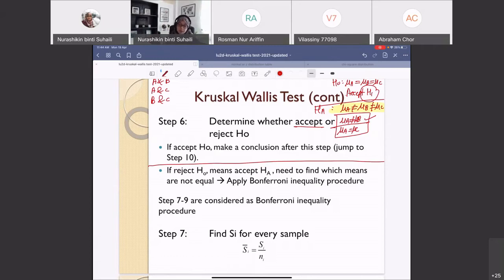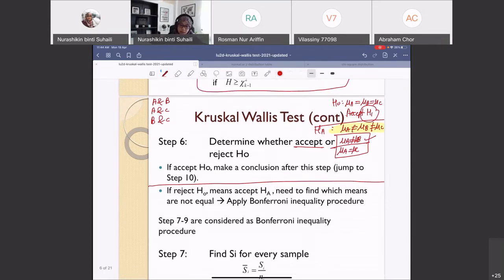What happens if you accept the alternative hypothesis? It means that now you have to find out where the difference is among the three samples, in which pairs. So that's why I said just now, if we have three samples, these are the combination of pairs, combination of pairs to be compact.